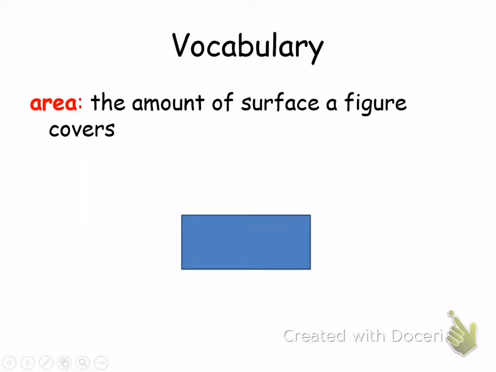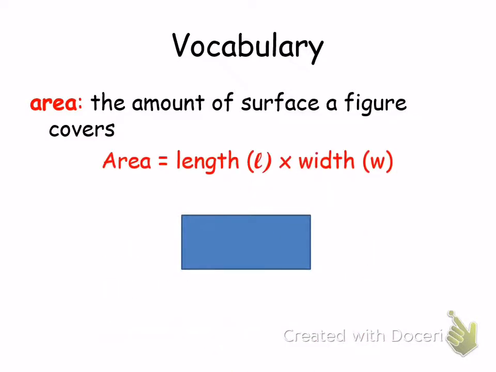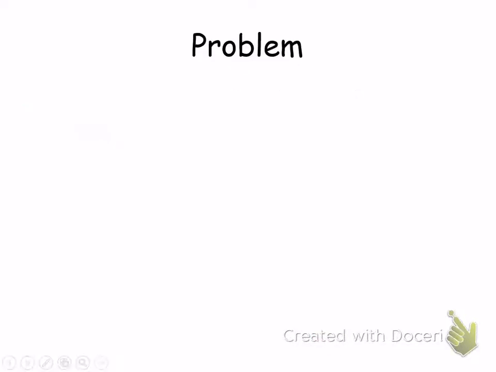Vocabulary you need to include in your notes. Area is the amount of surface a figure covers. In order to find area, you must find the length times the width. So for area, you use multiplication. You will often see length notated with a cursive L and width as a lowercase w. So in this shape, you have your length and your width.